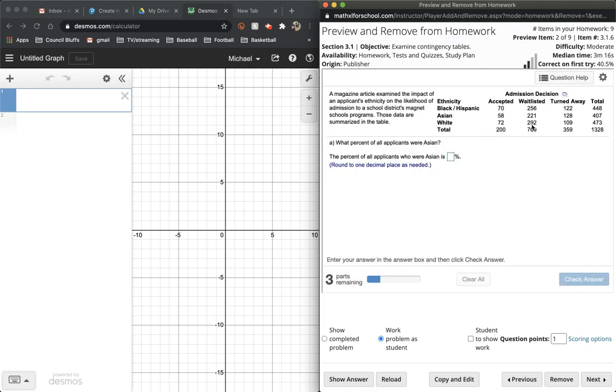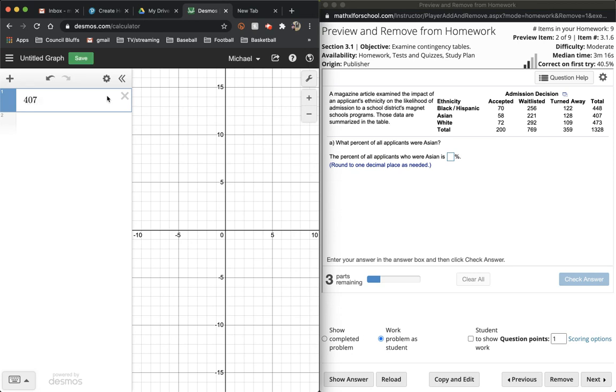Number 2, we have a two-way or a contingency table here. This is all totaled out for us already, so we don't have to worry about that. Let's look at part A. What percent of all applicants were Asian? So in this case, out of all the applicants, that's going to be 1,328. How many of them were Asian? 407. So 407 Asians out of 1,328 total.